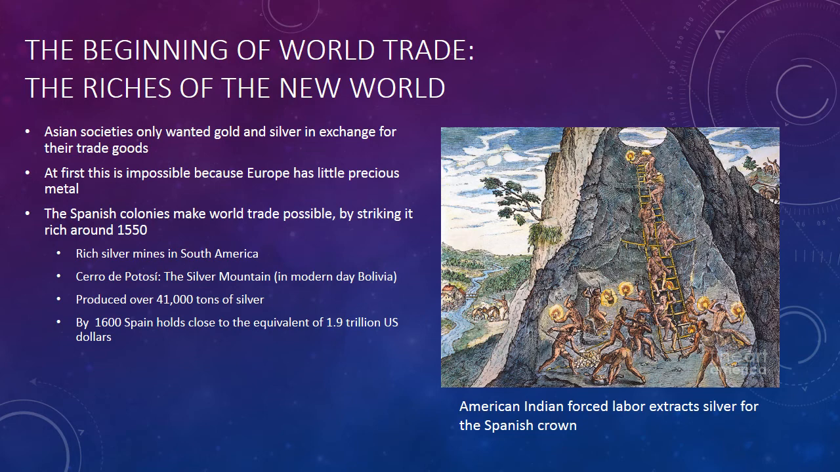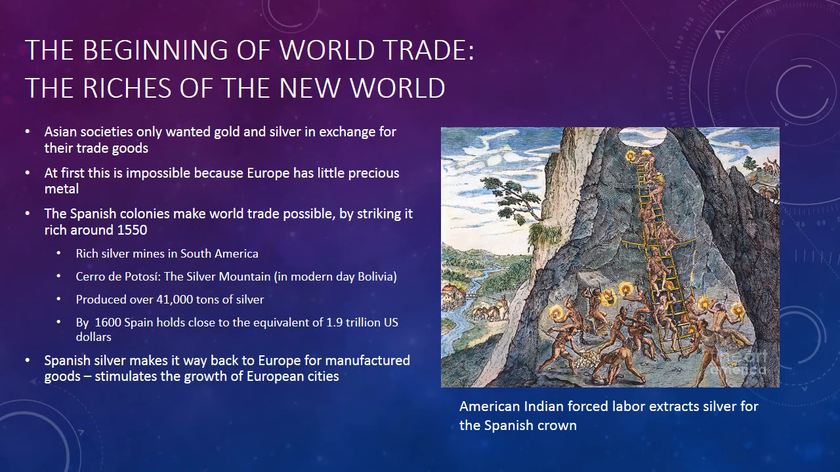The most famous site for silver mining in the New World was the mountain of Potosi, also called Cerro de Potosi. And it was also known as the Silver Mountain. And this one mine in South America produced over 41,000 tons of silver. And so these silver mines in South America provide incredible riches to Spain, but also provide all the silver that Europe needs to trade with Asia.